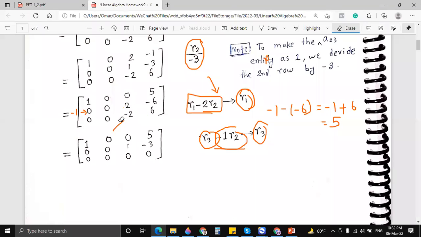So that's why I did this, and -1, so it will be -2, and if I multiply -1 with the second row, it will be +6. So now let's subtract the second row from the third row. So -2 minus -2 will become -2 plus 2, or ultimately 0, right? So that's why I have written here 0.